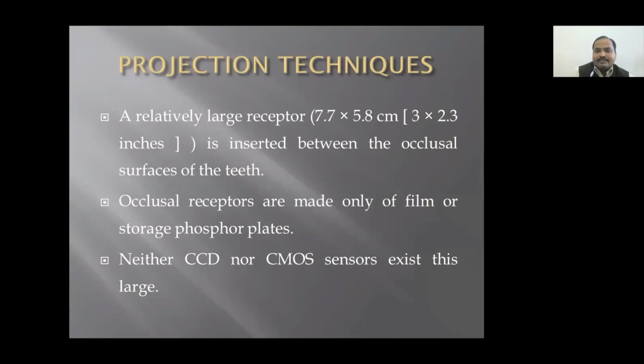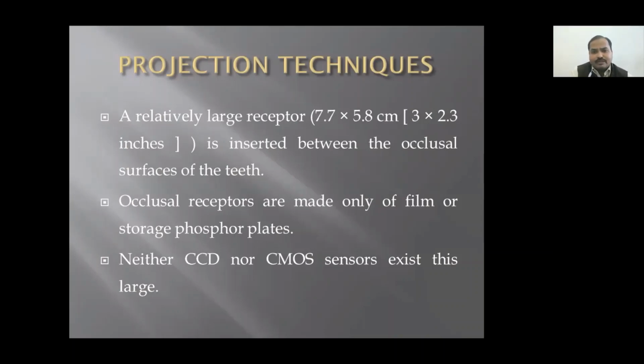This film is approximately three times the size of an adult IOPA film, size 2, which is about 31 by 41 millimeters. It is inserted between the occlusal surfaces of the teeth and the occlusal receptors, because the film is called the receptor of the radiograph. These are made only of film or storage phosphor plates.